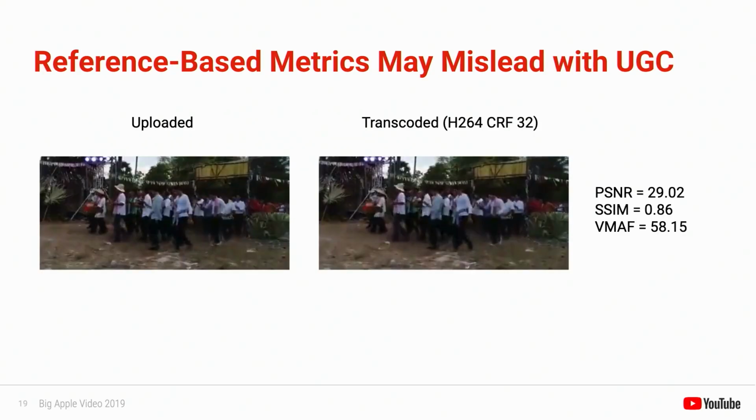One thing which becomes clear when looking at UGC videos is that traditional reference-based metrics don't always tell the full story. In this example, the transcoded video on the right looks very similar subjectively to the uploaded original on the left. But reference-based metrics such as PSNR, SSIM, and VMAF have low scores. Compare this with SLEEK, which is a non-reference metric for natural scenes developed by the media algorithms team. You can see that the original and the transcoded video have similar SLEEK scores, indicating that the quality has not been significantly degraded.